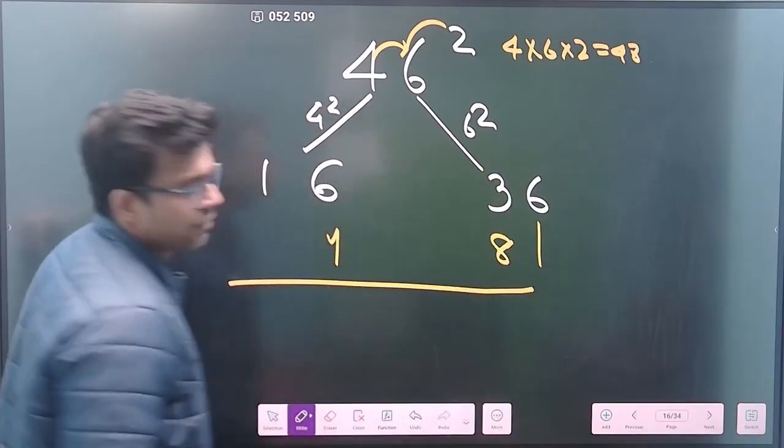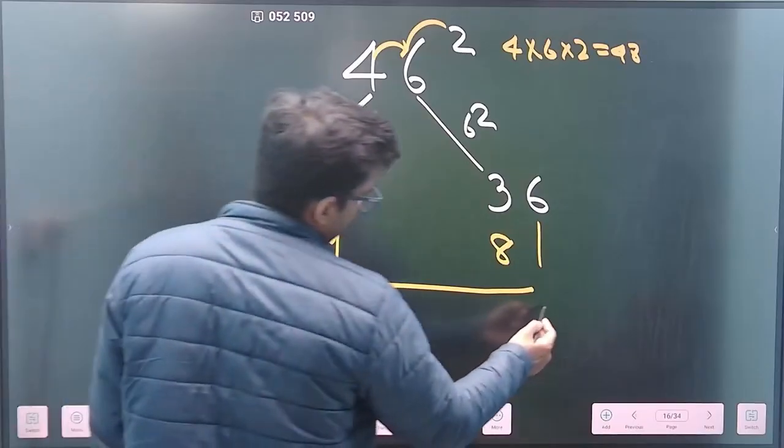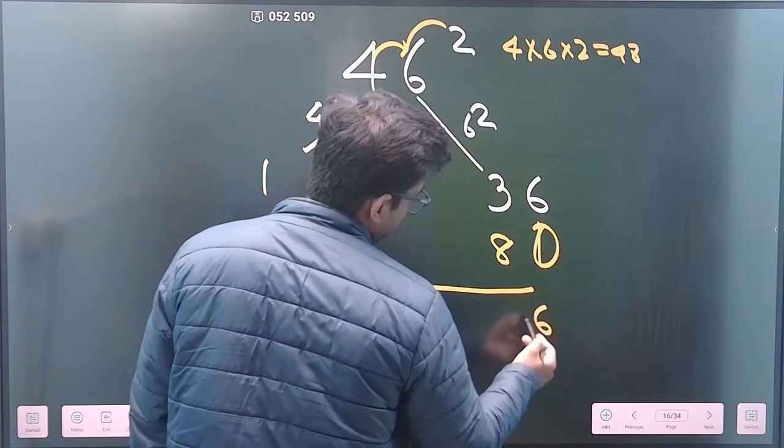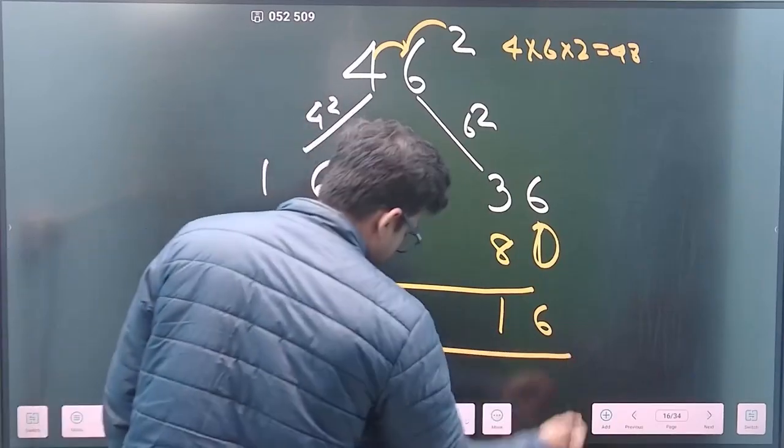Add this number. What you will get? 6. Because this is backend 6, 1, 1, 2. This is your answer.